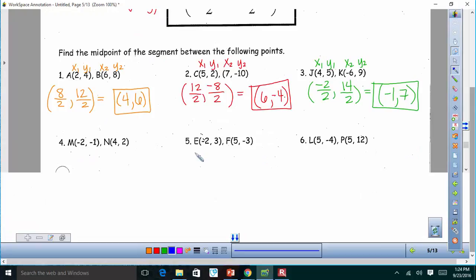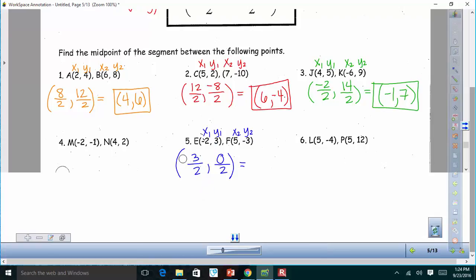Okay, let's look at 5. I just want to make sure we know how to do this. So if I was to label x1, y1, x2, and y2, in my first point, it would be negative 2 plus 5. What is a negative 2 plus 5? Negative 3 over 2, comma, and then we would do 3 plus a negative 3. What is that? 0 over 2. Okay?